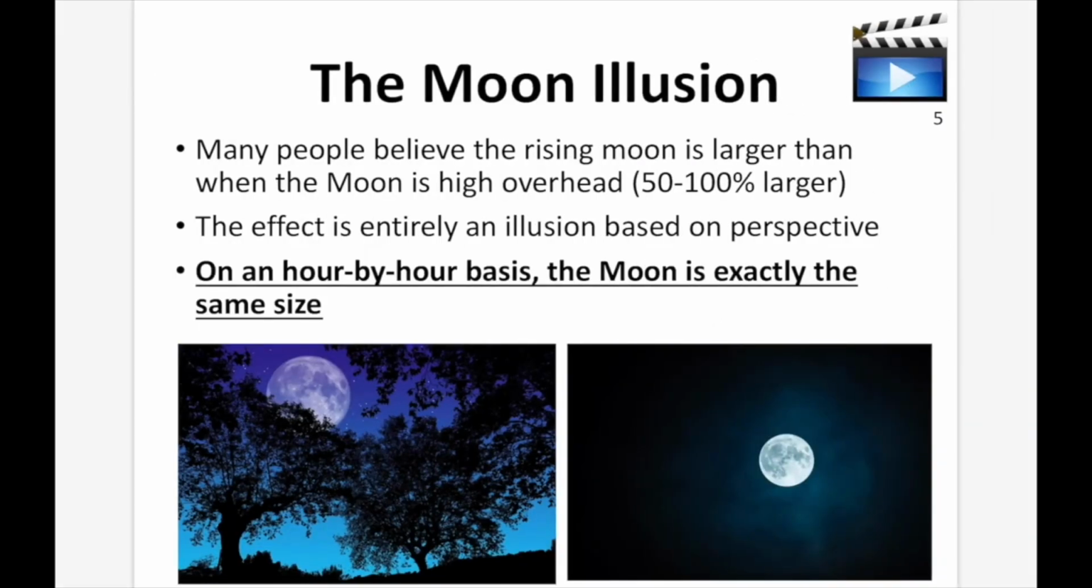The Moon illusion. Many people believe the rising moon is larger than when the moon is high overhead, and this is a fair thing to think. If you take a look at the moon as it's rising over the horizon, it does look bigger than when it's in the sky. But the effect is entirely an illusion based on your perspective. As the moon rises up into the sky at night, the moon is exactly the same size. It does not get any bigger.